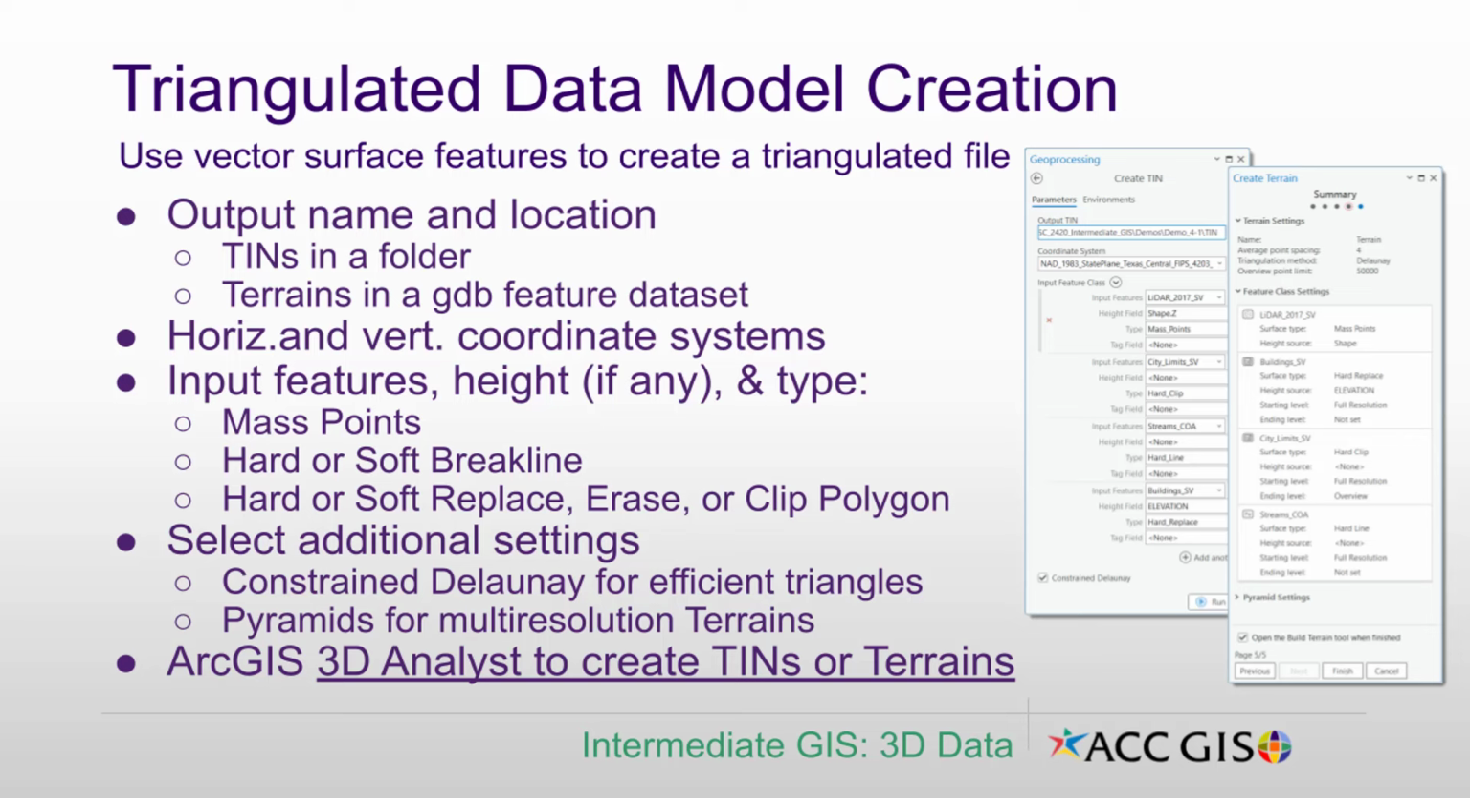You need to select any additional settings, including constrained Delaunay for efficient triangle creation, pyramids for multi-resolution terrains. And then if you're going to create a triangulated data set in ArcGIS, you need to have the 3D Analyst extension enabled to run a tool like the Create TIN geoprocessing tool that you see on the right.